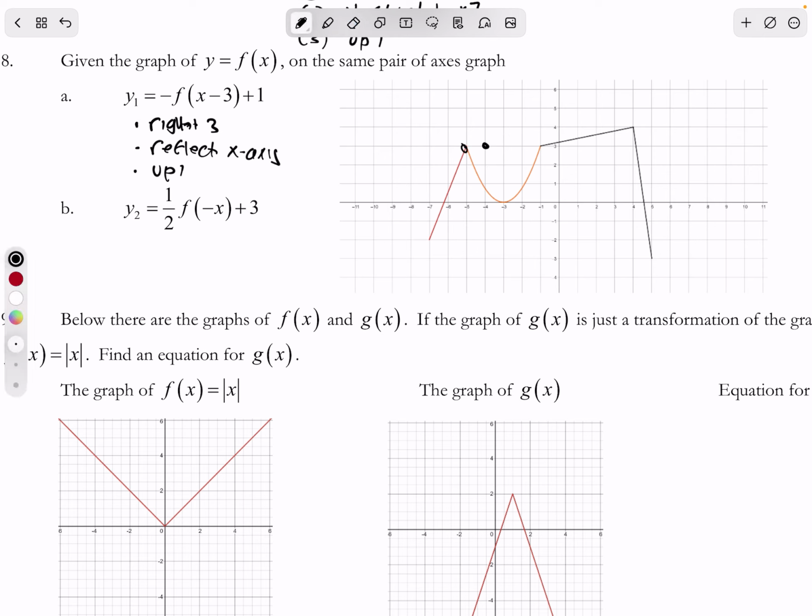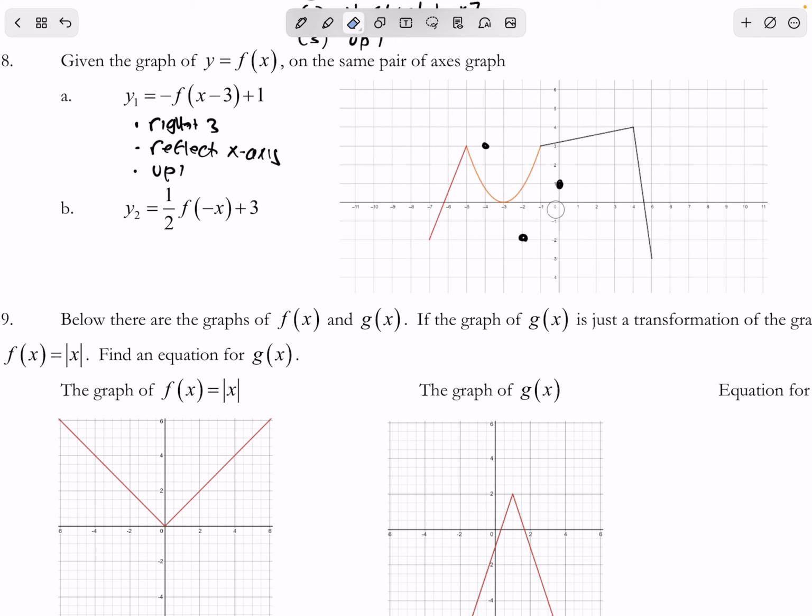Second point, which is up here, we're going to go right 3, which puts me here. Reflect over the x-axis puts me here, and then up 1 puts me there. All right, so we have that. The third point is like the end of that. Actually, I'm going to do this point here. Go right 3, reflect over the x-axis, keeps it there, and then up 1 puts me here.